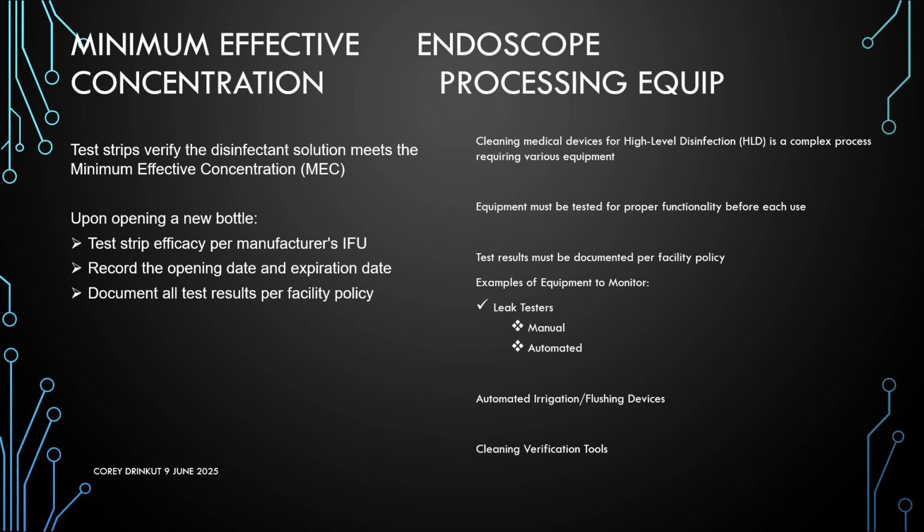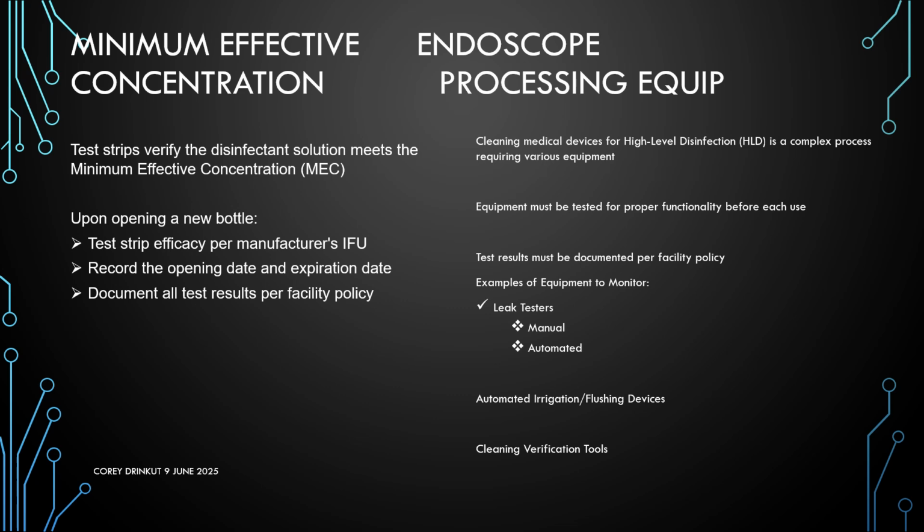So these test strips, whether it's a manual soak or we are putting it into the AER, which is the automated endoscopic reprocessor, we have to check that solution every time it's being used. Not every day, not every week, it's every time. So if you're processing 7 scopes in that day, you're going to do it 7 times. It's for every scope.